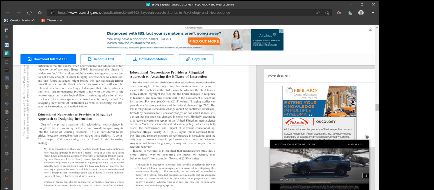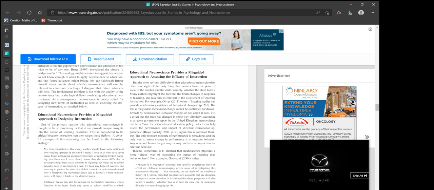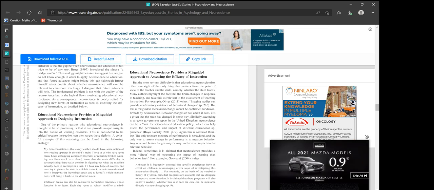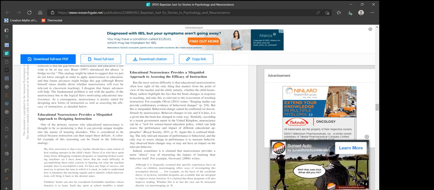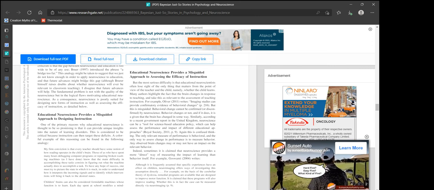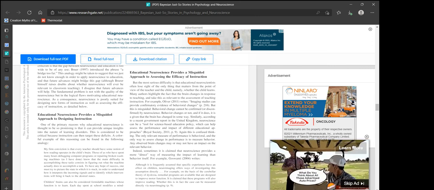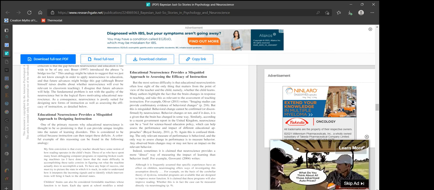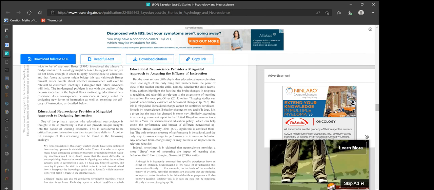Similarly, according to a recent government report in the United Kingdom, neuroscience can be a tool for science-based education policy, which can help assess the performance and impact of different educational approaches, end quote. Again, this is confused thinking. The only relevant measure of performance is behavioral, and the only way to assess change in performance is to measure behavior. Any observed brain changes may or may not have an impact on the relevant behavior.